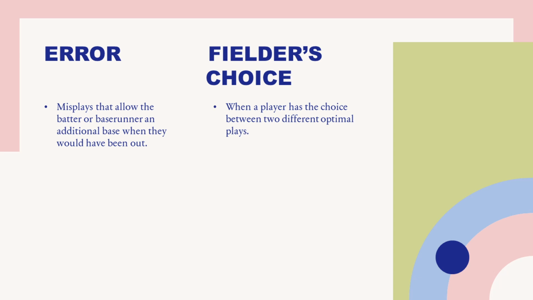A fielder's choice occurs when a player has the option of two different optimal plays. For example, the shortstop gets the ball and then has the option of either throwing the runner out on first or second. Determining whether a play is an error or a fielder's choice is the responsibility of the official scorer.